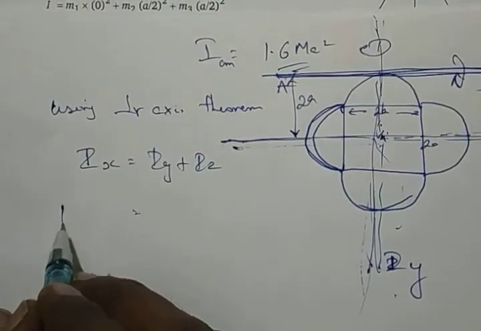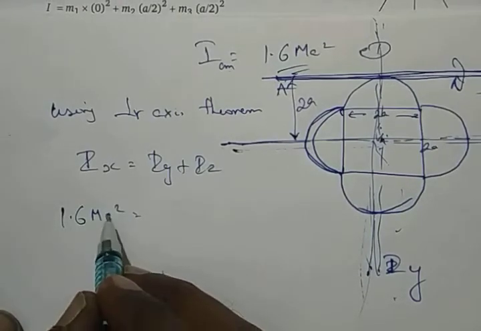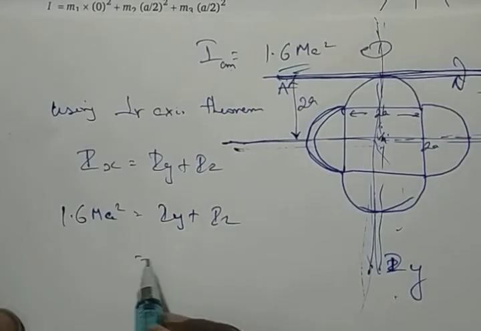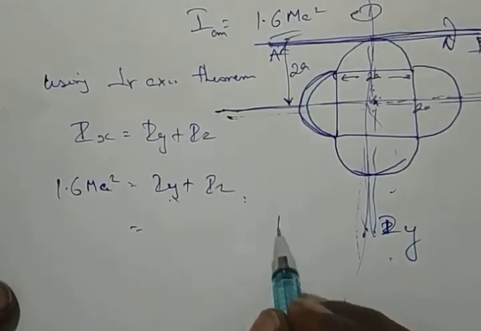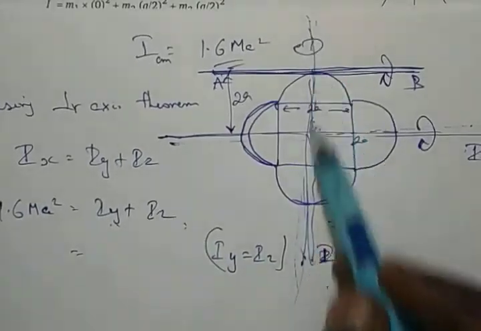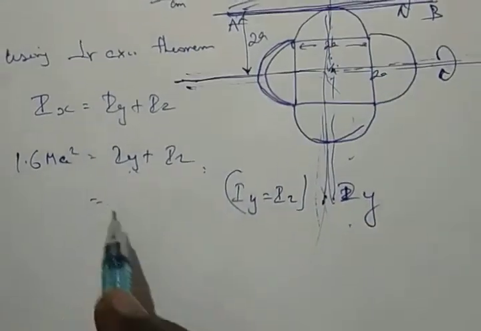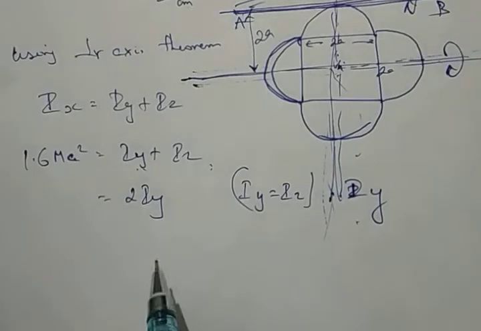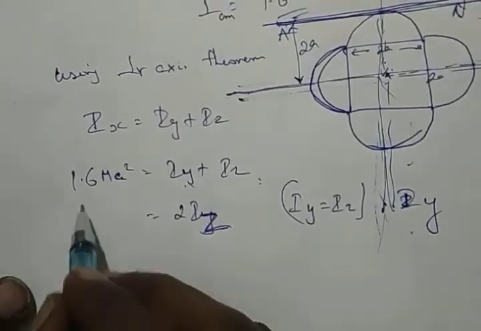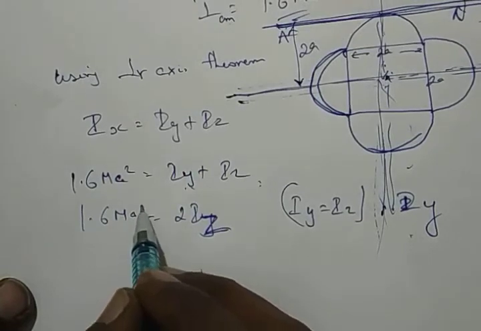Ix is given here as 1.6 ma square, which is equal to Iy plus Iz. This Iy is equal to Iz, because every parameter is the same. If you look at this distance, everything is the same. So it's going to be 2 times Iy, or maybe 2 times Iz. Let us take Iz. That is 1.6 ma square.